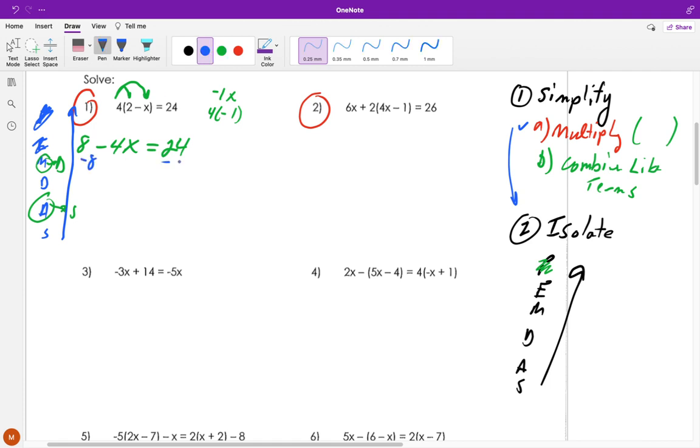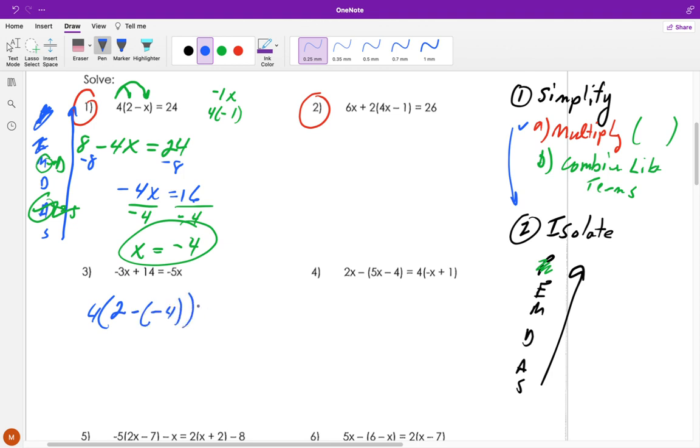So we'll subtract 8 from both sides. Negative 4x is equal to 16. We did that. Now we're going to get rid of our multiplying through dividing. So we're multiplying by negative 4, so we'll divide by negative 4, so x is then equal to negative 4. And we can check our work. 4 times 2 minus x, which we just said is negative 4. See what that's equal to. A minus and negative, we know it turns to plus. So 4 times 6 is 24, which is what we had.